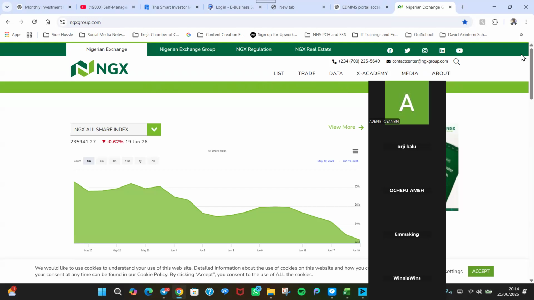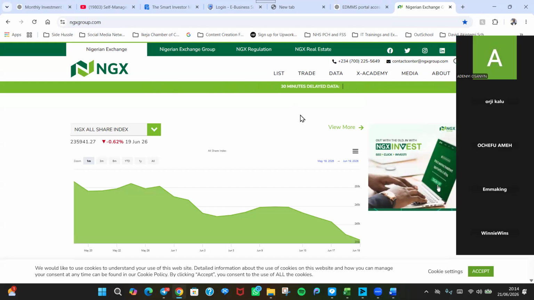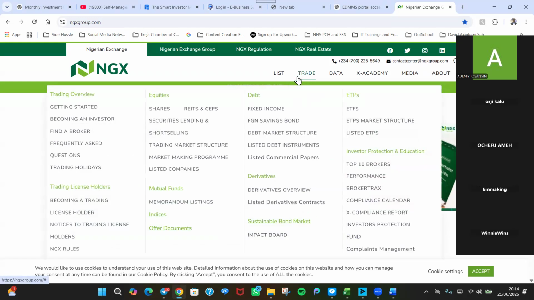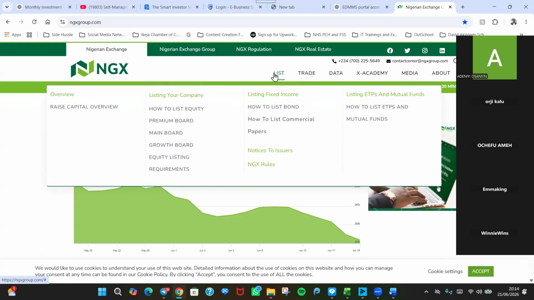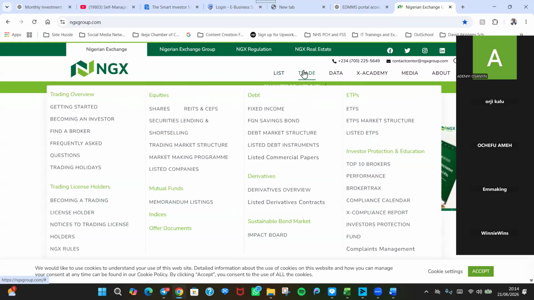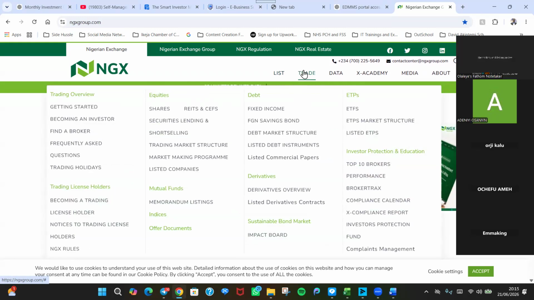Right. Okay. So can you see the website for NGX? This is the website for NGX group. And then I'm trying to see how to trade. Getting started, becoming, find a broker. Yes. Can you see the screen I'm sharing? Can you see it? The NGX website. Can everyone see it? I can see it.